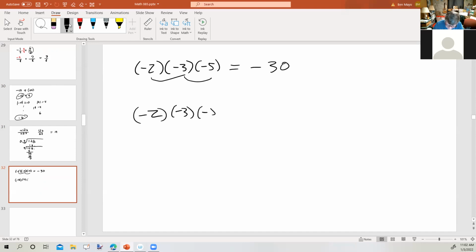Or I could do it like this. -2 times -3 is +6. +6 times -5 is -30. Either way works. You can predetermine the sign if it's all multiplication or division, or just drag the sign changes along with you as you go.